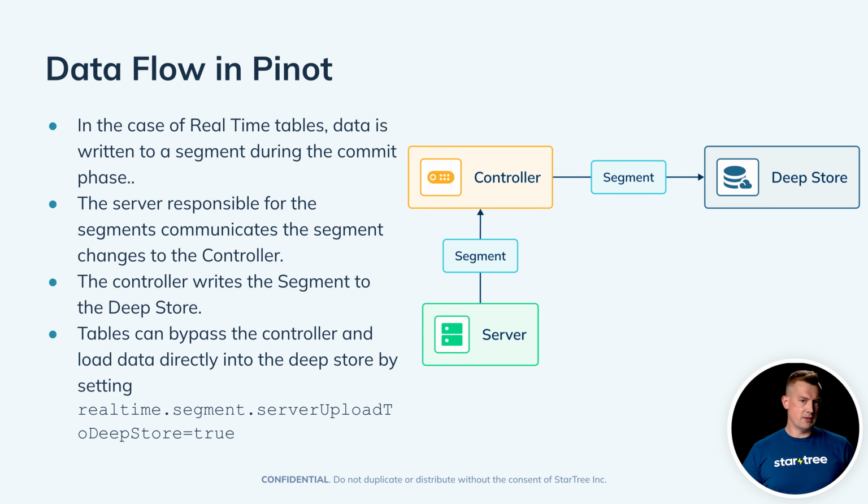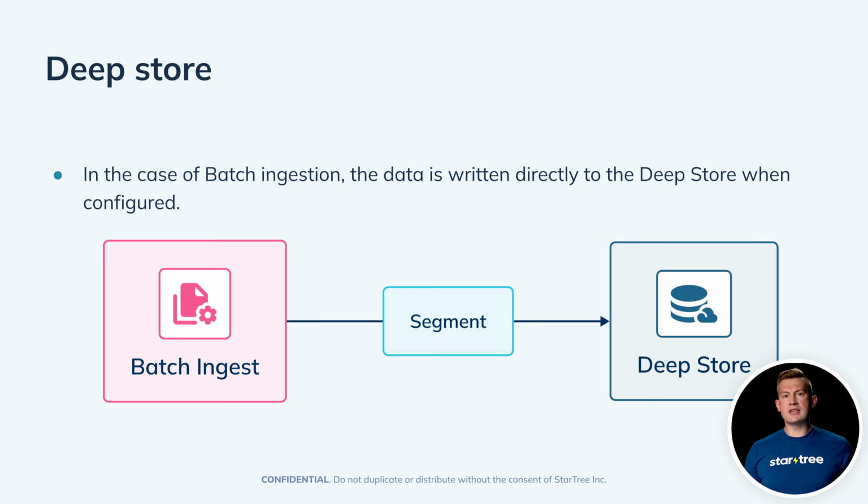In the case of real-time tables, data is written to a segment during the phase where we're consuming data. Each segment will include a consumer component that will be reading data from the external source. In the case of batch ingestion, and we're going to talk about different types of ingestion in the next modules, data is written directly to deep store when it's configured.